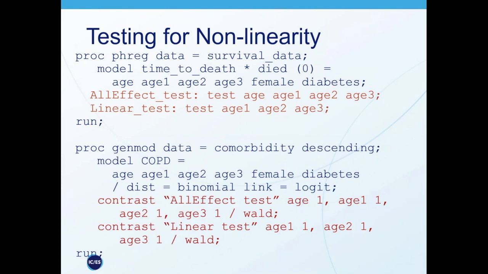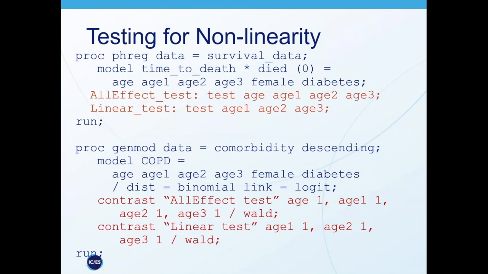So here are the 2 tests that I referred to on the last slide. First of all, I'm going to test to see if I need to include age at all. I'm going to test to see if I need to include age, age 1, age 2, and age 3. These are my 3 spline variables, and this is my original predictor. Do I need to include them, or can I drop all 4 of them from my model? If this test is significant, I will include all of these variables for now. If this test is not significant, I get to drop age completely from my model.